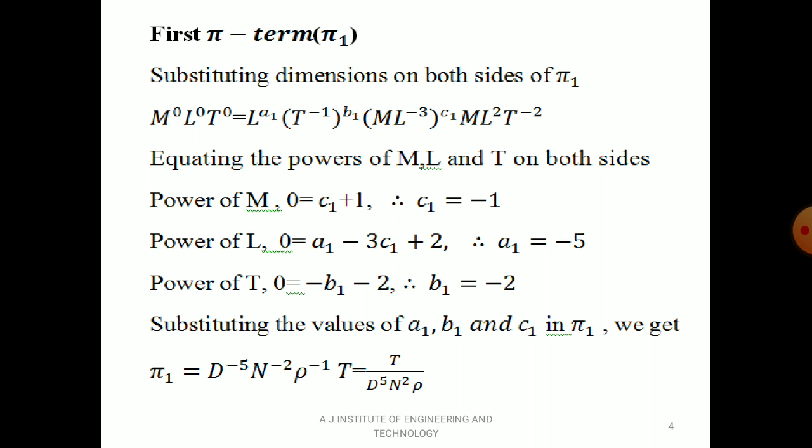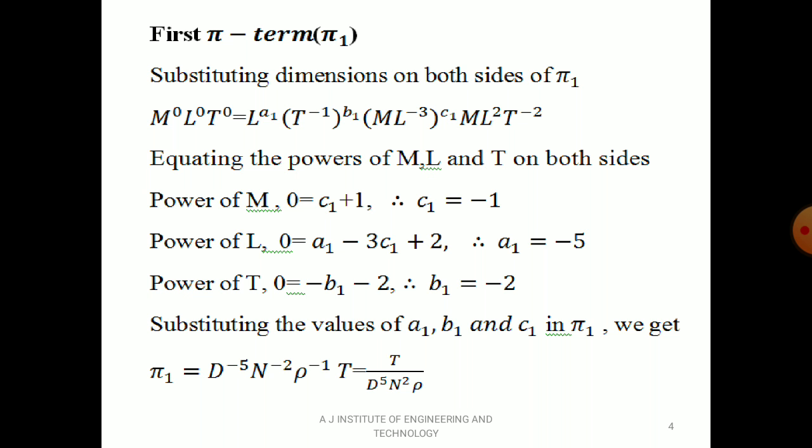That's the first pi term. We get pi 1 equal to d to the power minus 5, as the a1 value is minus 5, n to the power minus 2 as the b1 value is minus 2, rho to the power minus 1 as the c1 value is minus 1, into torque.